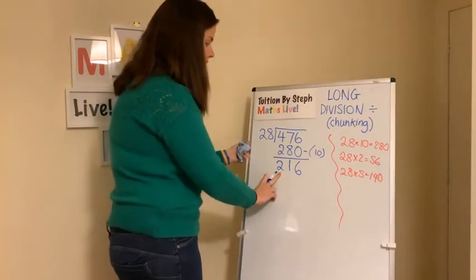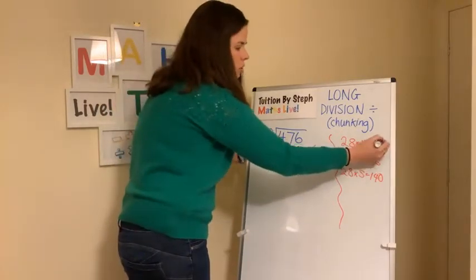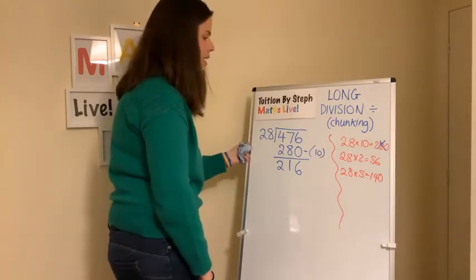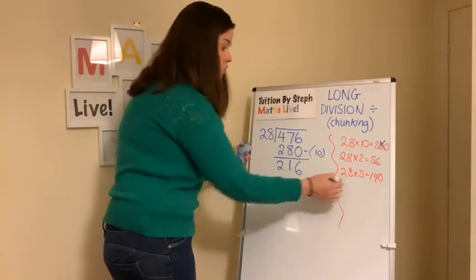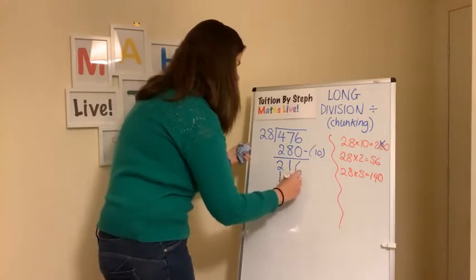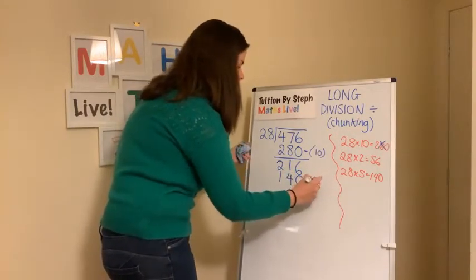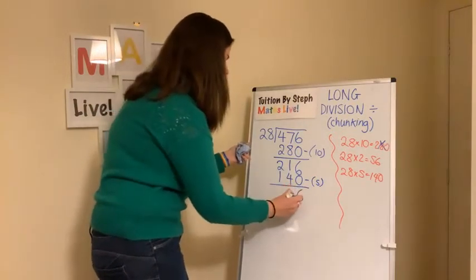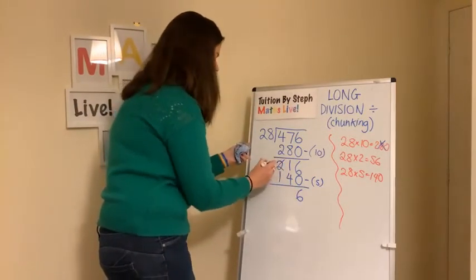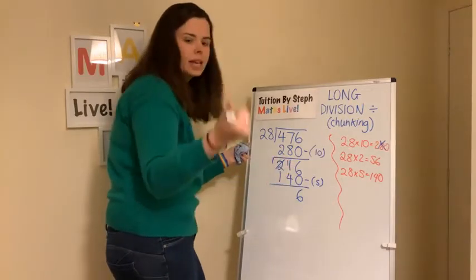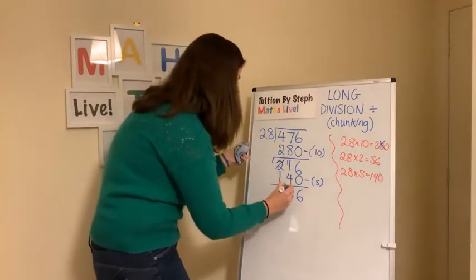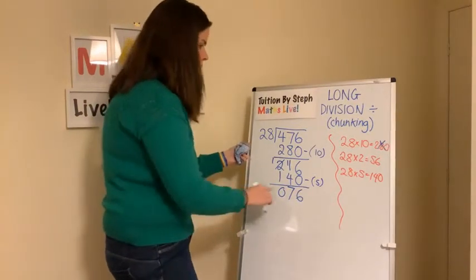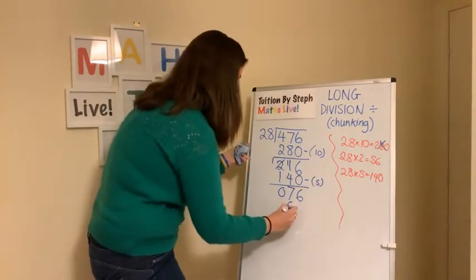Right, I've got 216 left, so I can't do another lot of 280. No, I can't get my words out. I could subtract 140. And that is 5 lots of 28. So that's 6. Can't do it. Let's make that 1. So 11, 10, 9, 8, 7, 0. 76. Let's take away 56.